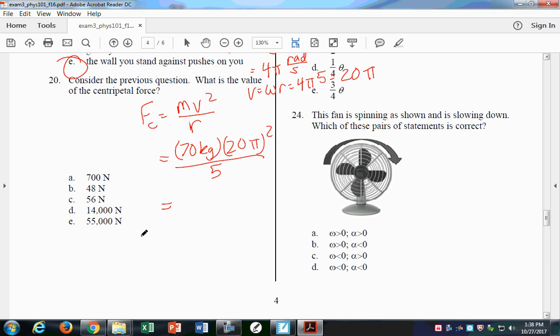So that is 70 times about 3,600, because 20 times 3 is 60, and then squared, divided by 5. What does that give me, y'all? 5, that's 14 times. Is it E? Is E the right answer? So E is the right answer.